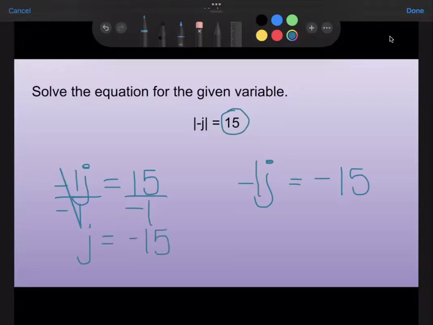On this side, I can also put a 1 right there because negative j is like saying negative 1 times j. Then divide both sides by negative 1. So I can cancel that and have just j over here. But negative 15 divided by negative 1 is positive 15. So our two solutions here are that j equals negative 15 and positive 15.